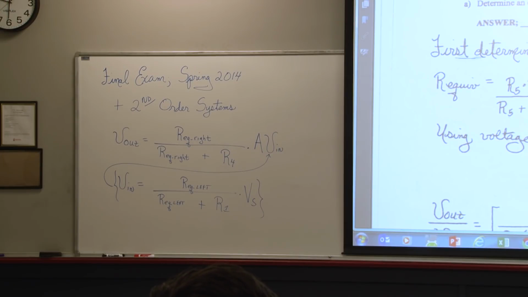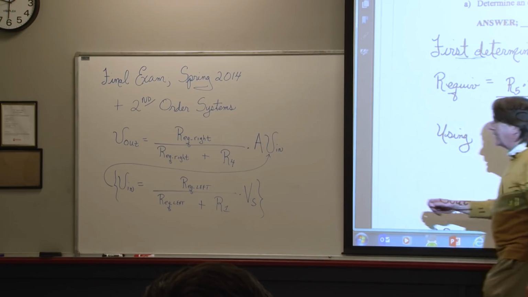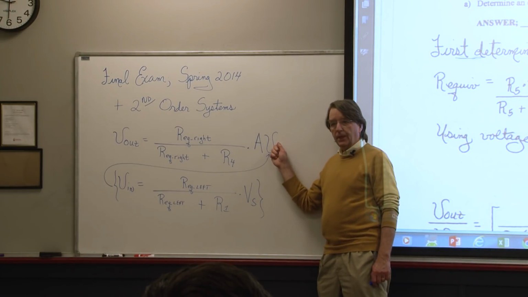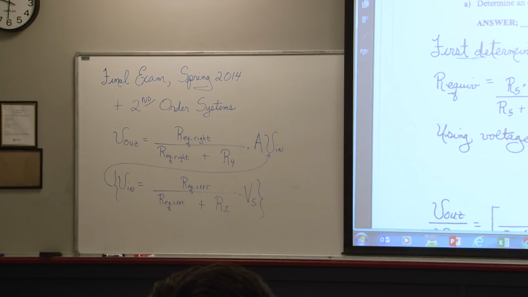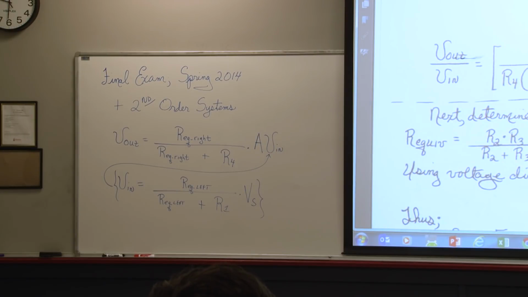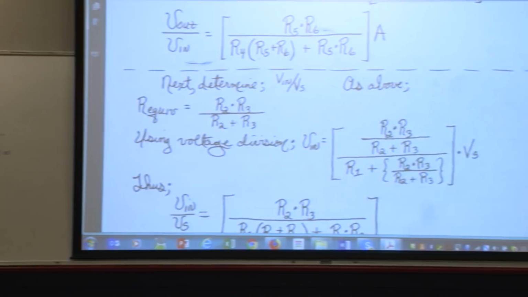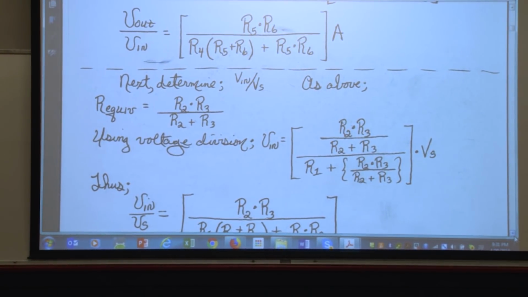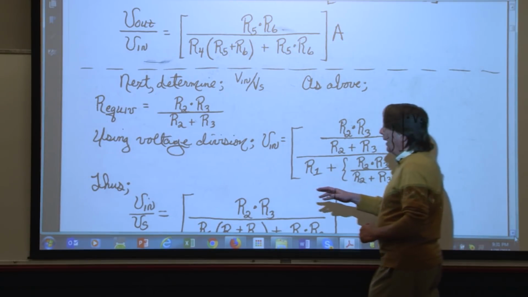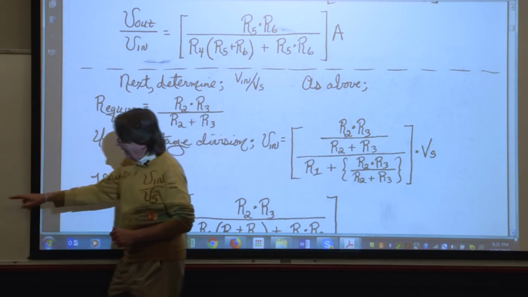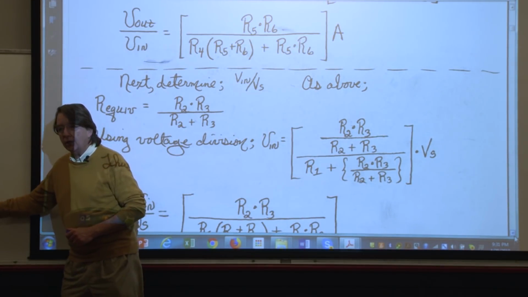So this is Req over R4 plus Req times A V in. That's exactly what we have here. I just put in for Req. So then I can write that as V out over V in. But that's not what I want. I want V out over Vs. So I now go to the other side, and I'm now about to get this bottom equation here.